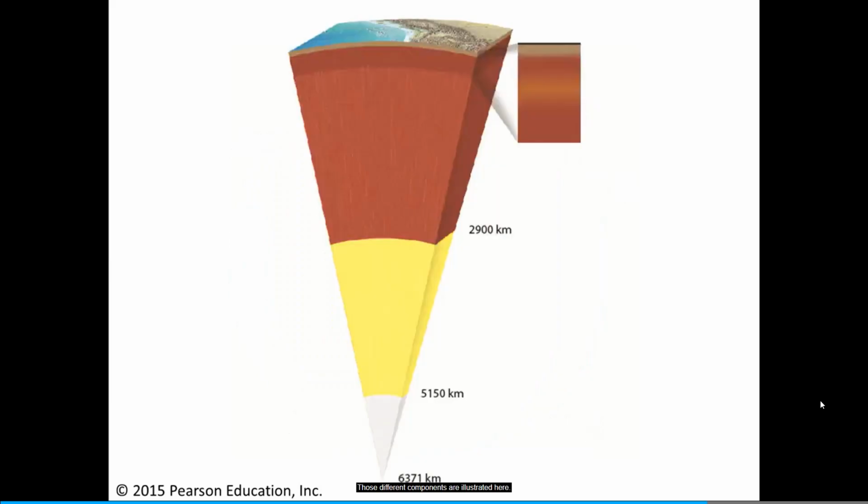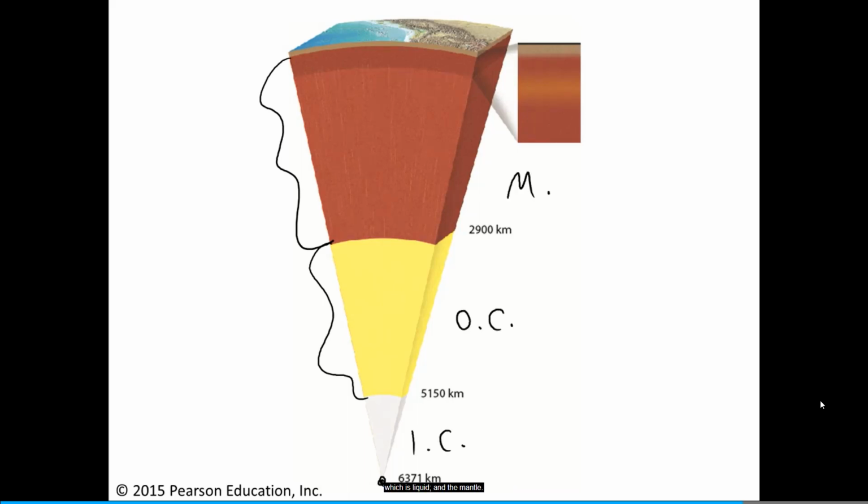Those different components are illustrated here. You can see that the mantle basically goes down to a depth of about 2,900 kilometers, and then the outer core goes from there down to 5,150, and the middle of the planet's about 6,371 kilometers down. So we've got the inner core here, the outer core, which is liquid, and the mantle. If you zoom in on the mantle, you will find that there is a weak portion of the mantle called the asthenosphere, and then we have the upper mantle joined to the crust. That makes the lithosphere above that.